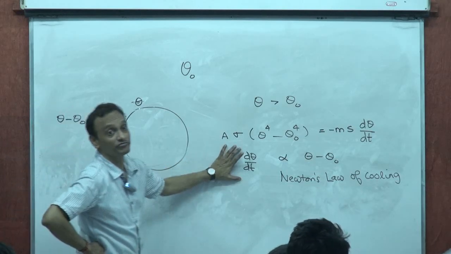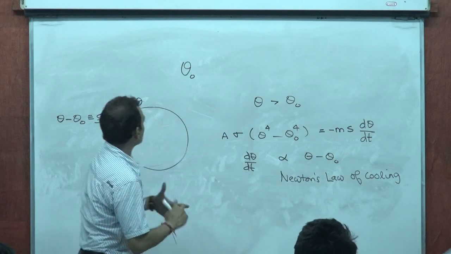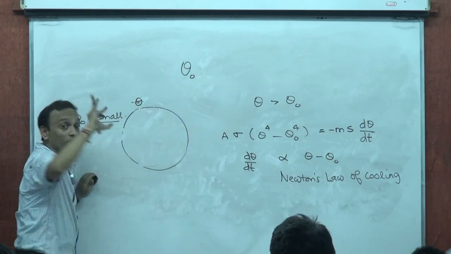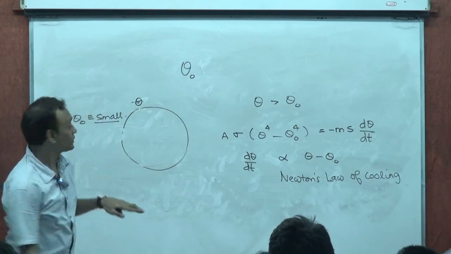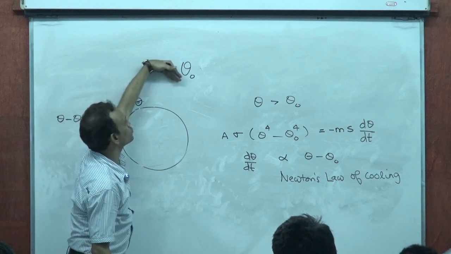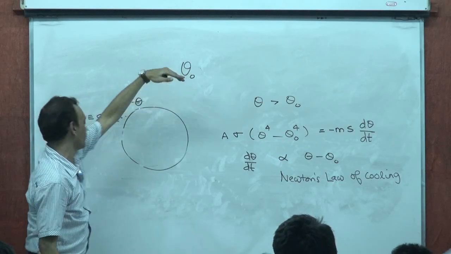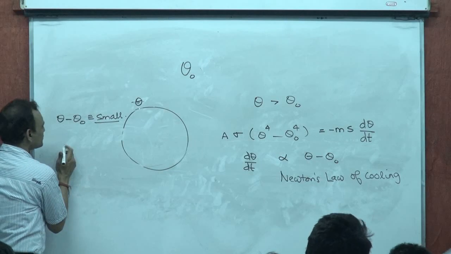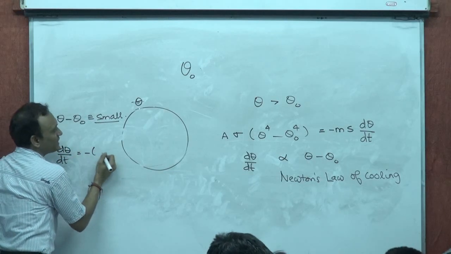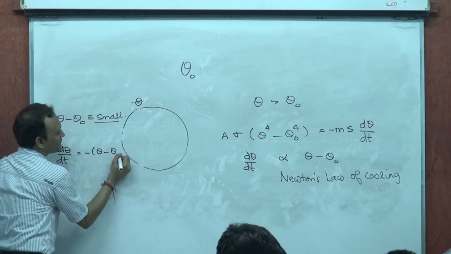So this is the rate of cooling. Say the surroundings are at temperature theta naught, which is not going to change significantly with time, but theta will change significantly with time, right? Let's say theta minus theta naught is small, then d theta dt would be some minus c at any given instant of time, theta minus theta naught.